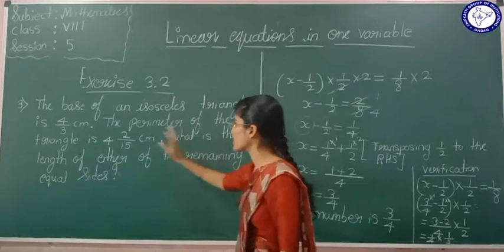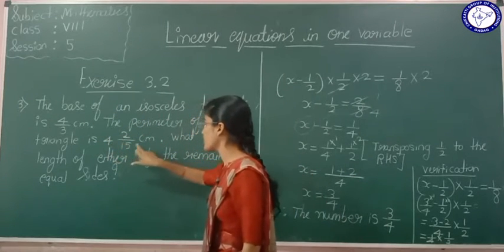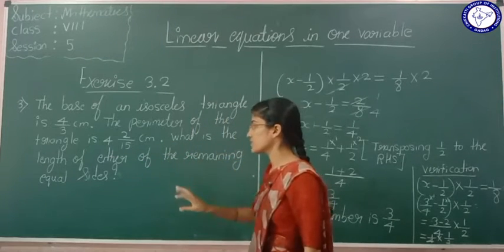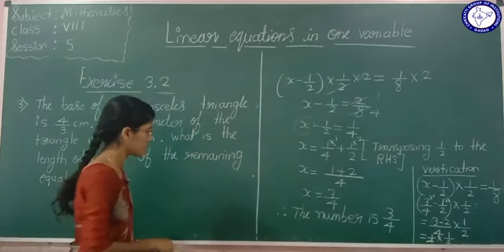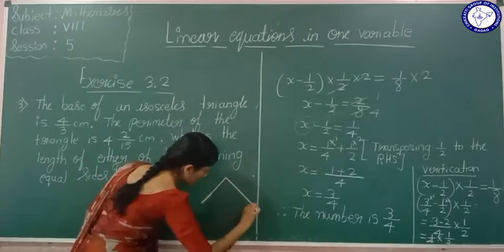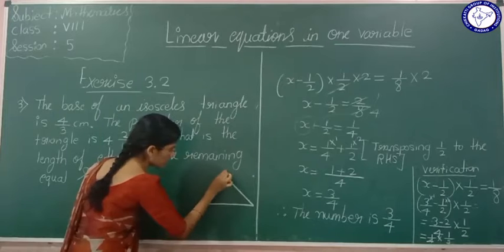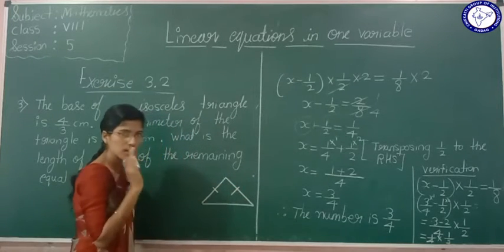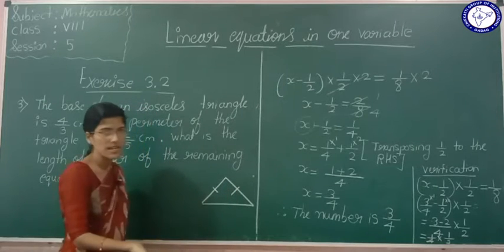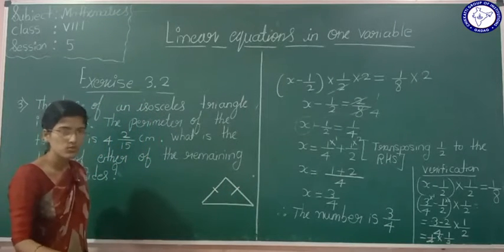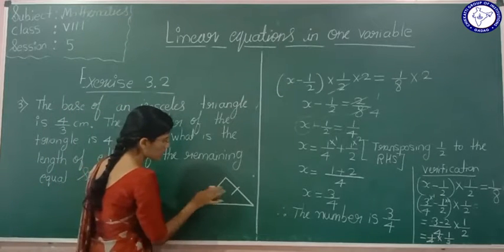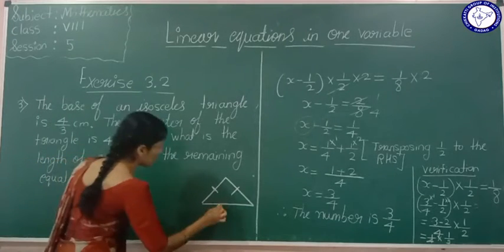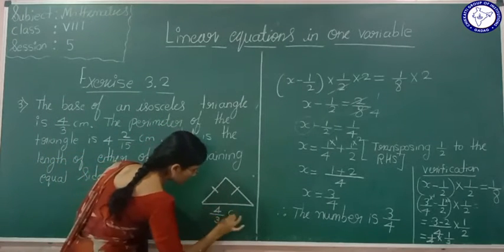The perimeter of the triangle is 4 integer 2 by 15 centimeter. So what is the length of either of the remaining equal side? See students, think this is an isosceles triangle. In this isosceles triangle, these two sides are equal. What is an isosceles triangle? A triangle in which two sides are equal. The base of an isosceles triangle they have given is 4 by 3 centimeter.